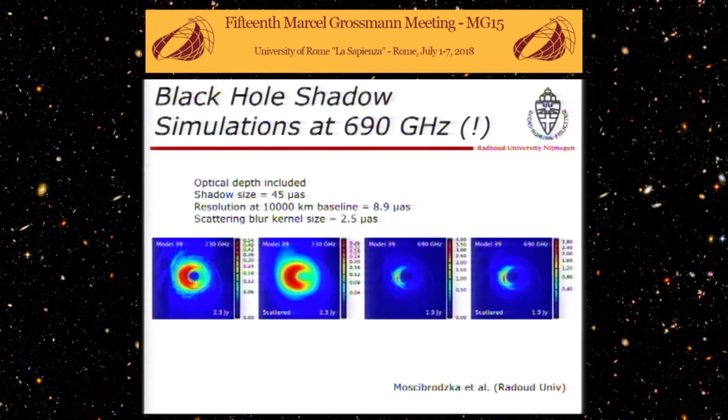Now, finally, the last step in the future, obviously, you want to go to higher frequencies. Higher frequencies means less scattering, means also higher resolution and more concentrated emission. This is a 230 gigahertz model with scattering. This is 690 gigahertz emission. And this is with scattering. There's hardly any scattering left anymore. Problem is 690 gigahertz from the ground is almost impossible. I mean, there are 1 or 2 sites in the world where you can observe at these high frequencies. The troposphere really is giving you a lot of trouble.